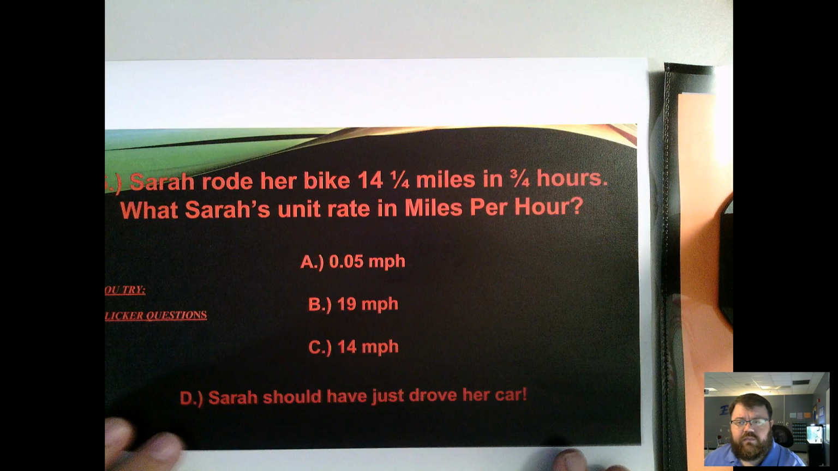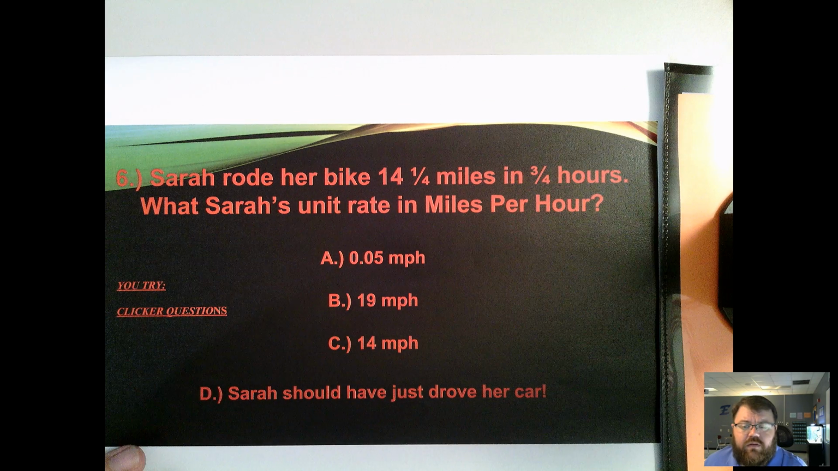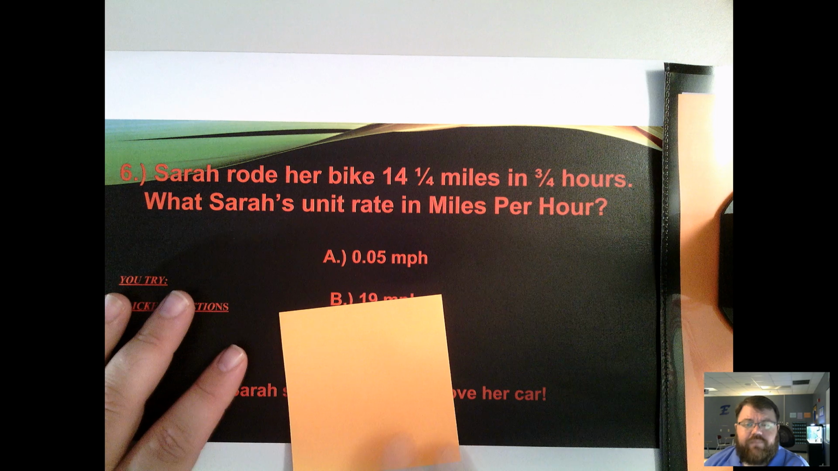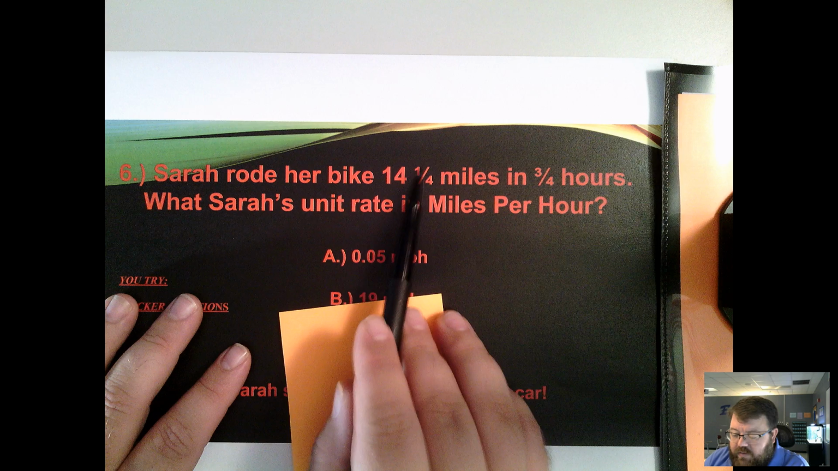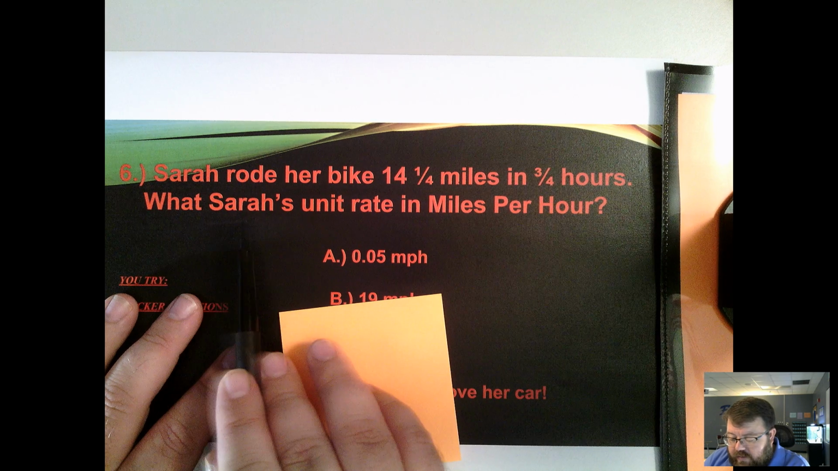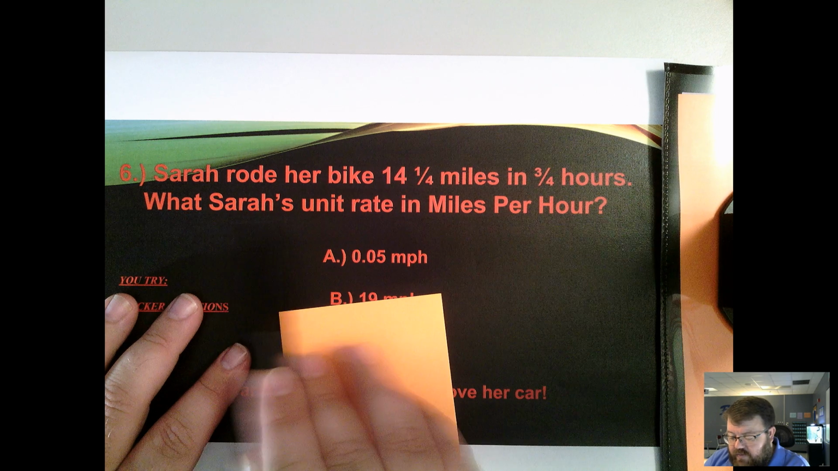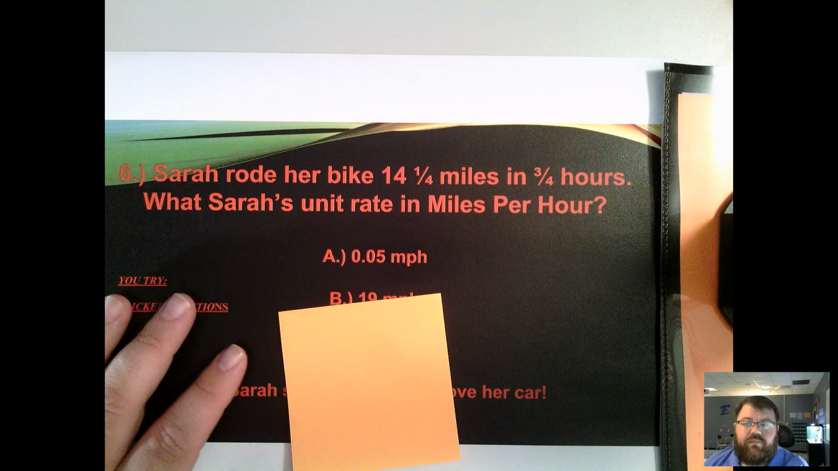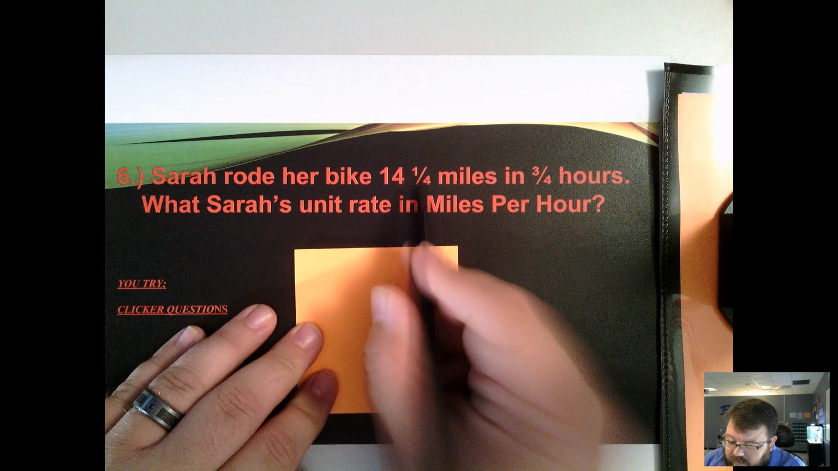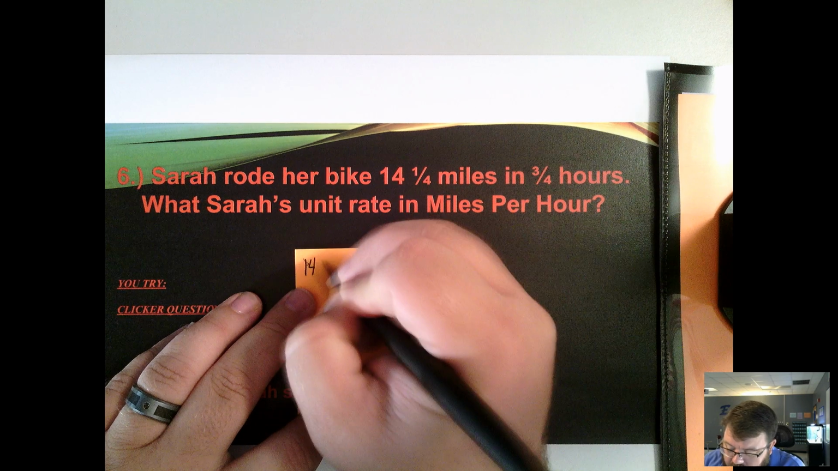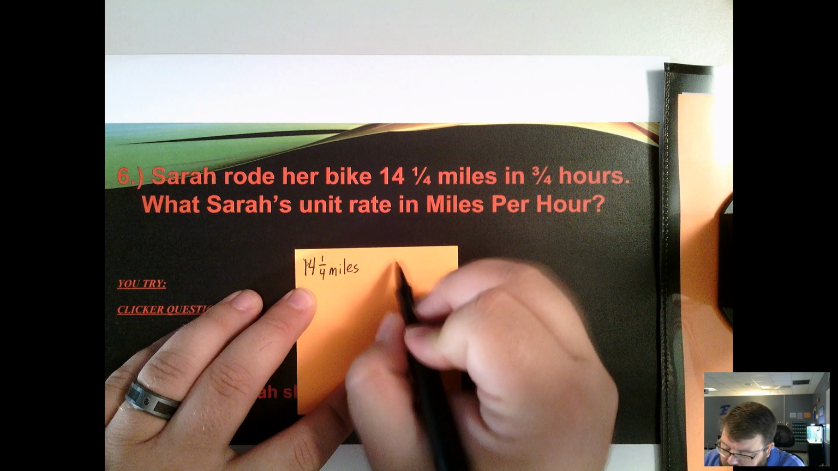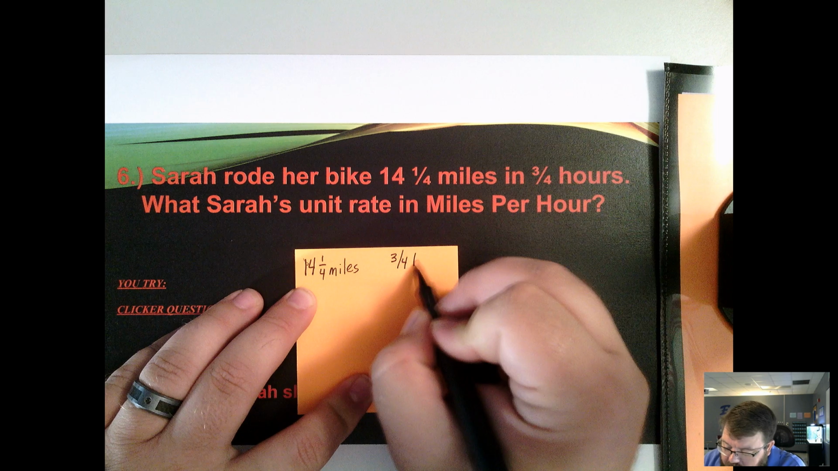Last one. Pause the video and solve it. Okay. Sarah rode her bike 14.25 miles in 3/4 of an hour. What is Sarah's unit rate in miles per hour? So we're talking about two things. We still have two numbers. We have 14.25 miles. And we have 3/4 of an hour.